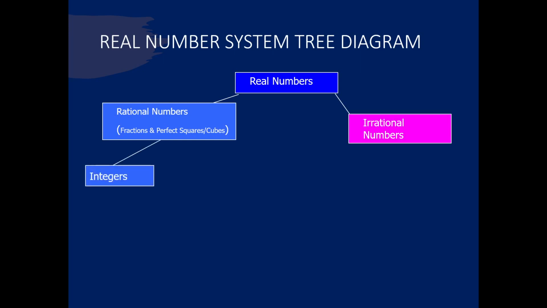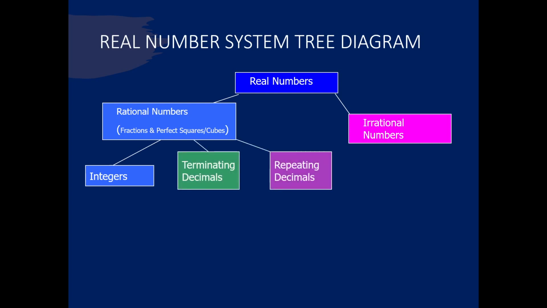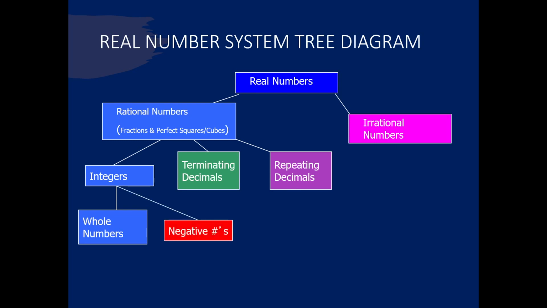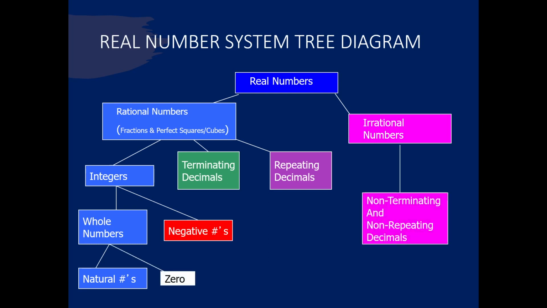The rational number can be an integer, by the way. It can be a terminating decimal. It can be a repeating decimal. It can be a whole number, which are integers. It can be negative numbers. The whole numbers can be natural, the positive numbers, and 0. Now, take note, it can also be a fraction, because a fraction is also rational. The irrational is non-terminating, non-repeating. Is this clear, by the way?